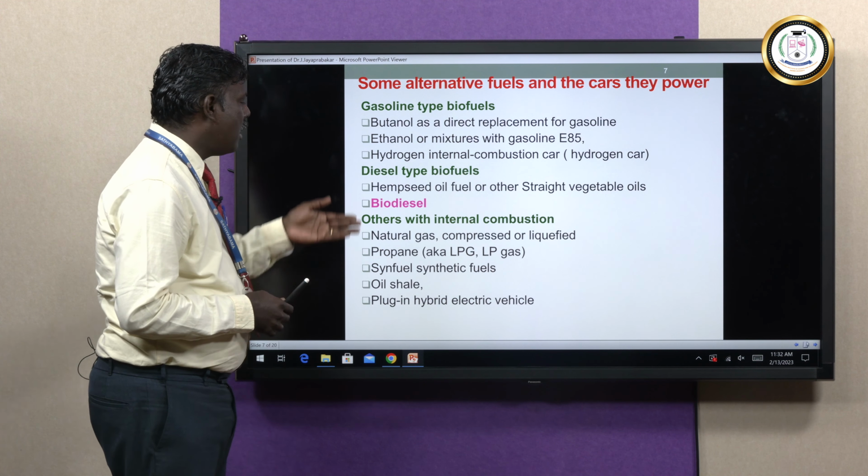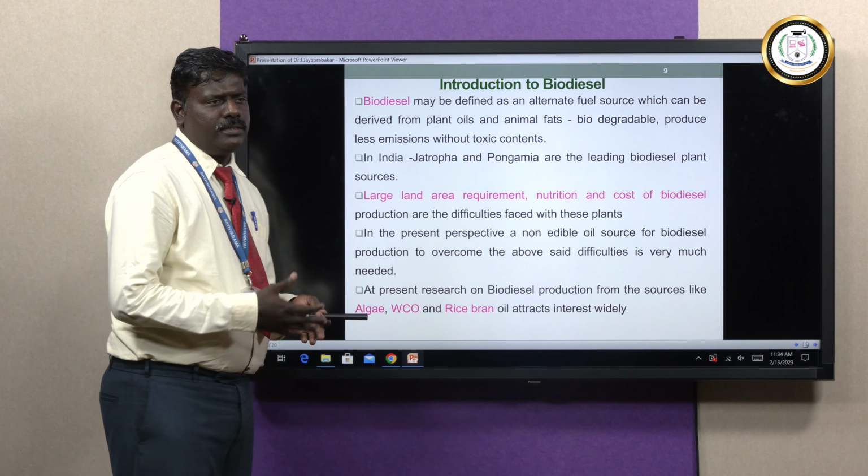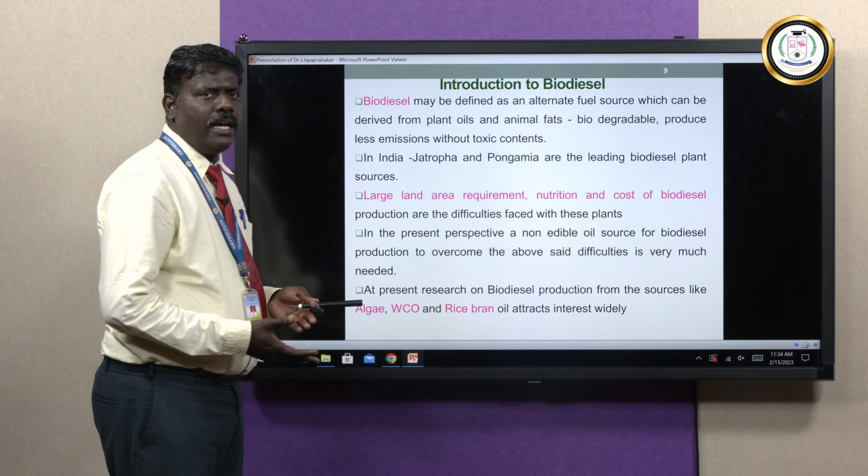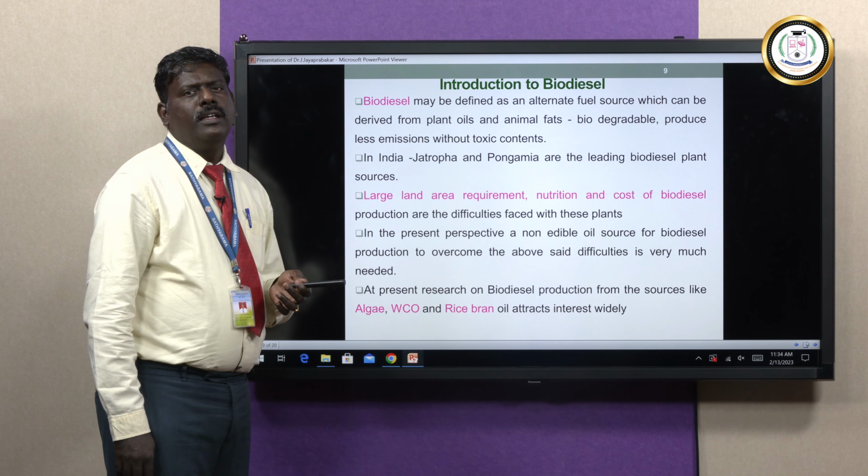And some studies have researched and proven that biodiesel has better lubricating properties, which in turn increases engine life as well as giving good life to the engine materials. In India, particularly, Jatropha and Pongamia are the leading biodiesel plant sources, and research is still going on to use other kinds of biodiesel crops.